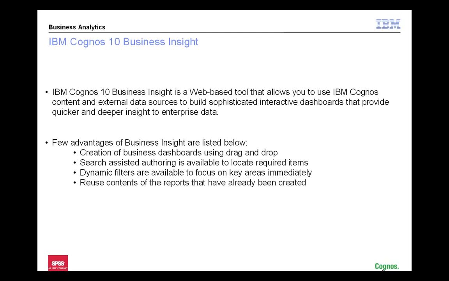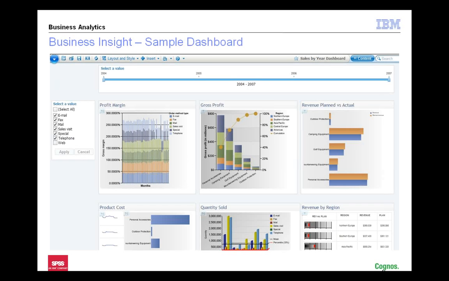And then there is a search assisted offering, which means there is a search tab where you can put in, suppose you need to put in finance, so that all your finance reports come in, and then you can choose the elements from those reports. That is also possible. So this is the search tab I was talking about, and this is a sample dashboard.